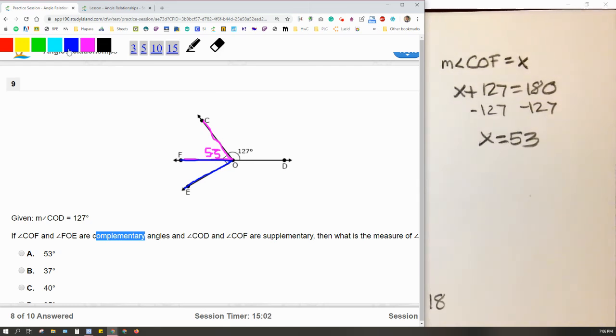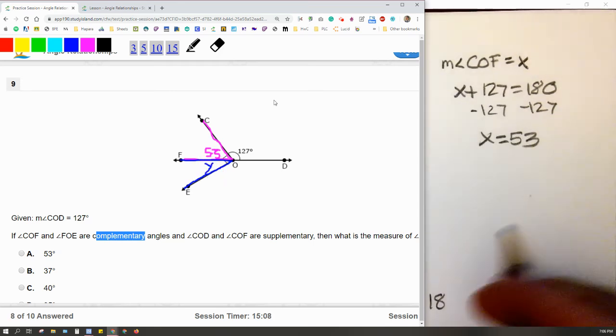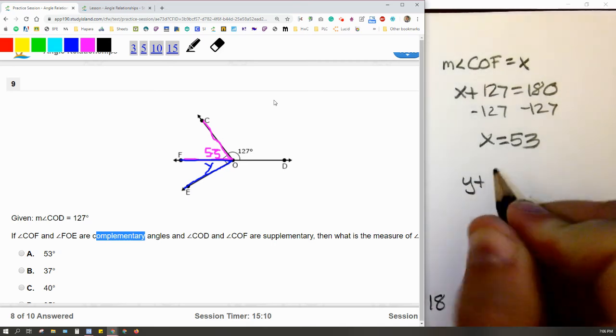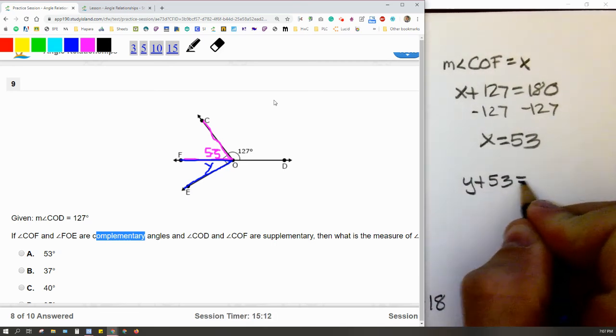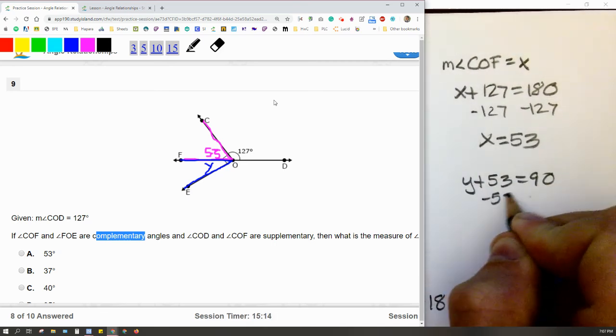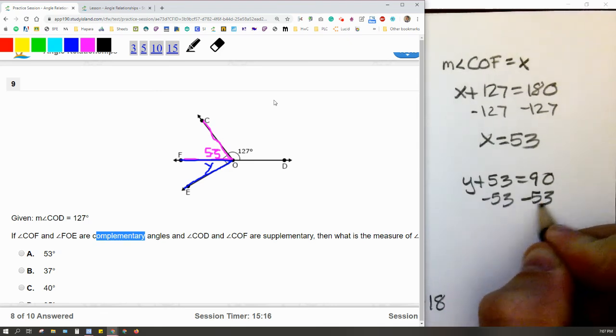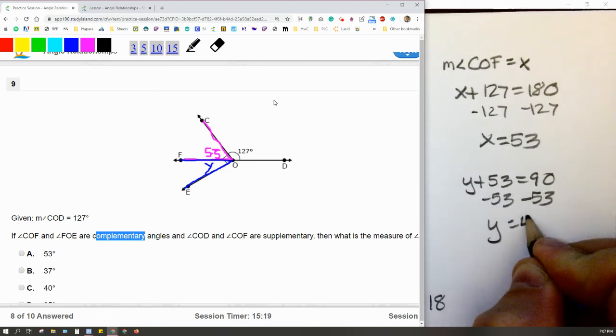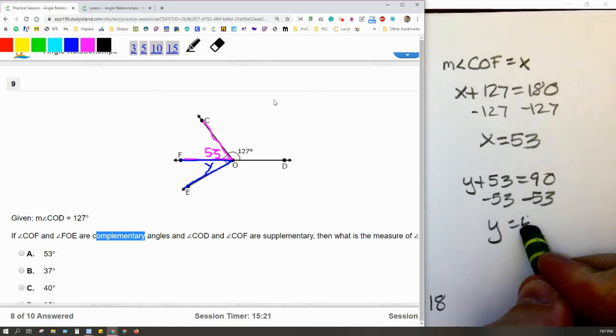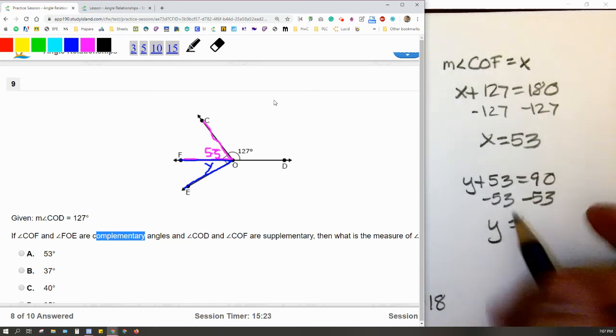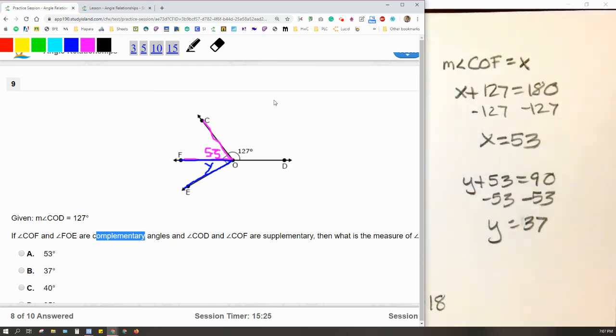53 plus the blue one equals 90. So I'm going to call this Y now. This is angle Y. So Y plus 53 equals 90. Subtract 53 from both sides, and you get Y equals 37. And we're good to go. So 37 right there. There's your answer.